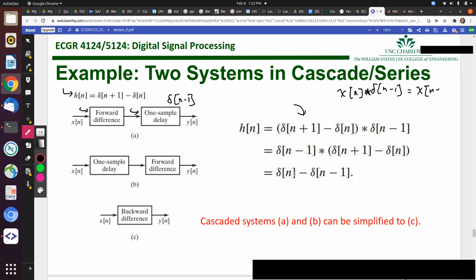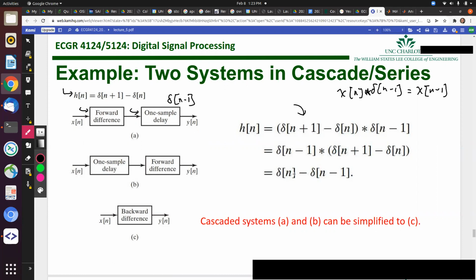Fantastic, by the sifting property. And knowing the sifting property is one of your fundamental tools to success in this class. So you use it a lot. You use it on the FIR, IIR convolution, and you use it over and over and over again. It's just one of those things to really have available to you.